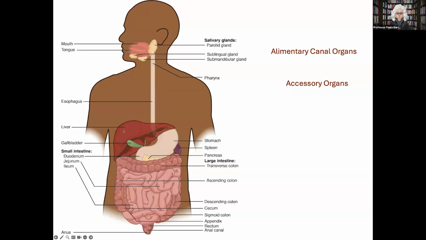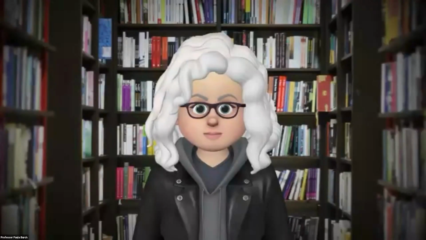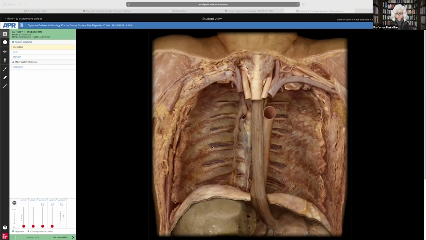Accessory organs include the tongue, teeth, salivary glands, the liver, which produces bile, the gallbladder, which stores bile, and the pancreas. Let's now look at the cadaver images in APR. This is a view of the thoracic cavity. The thoracic cavity, recall, is divided from the abdominal cavity, which is inferior to it, by the diaphragm.